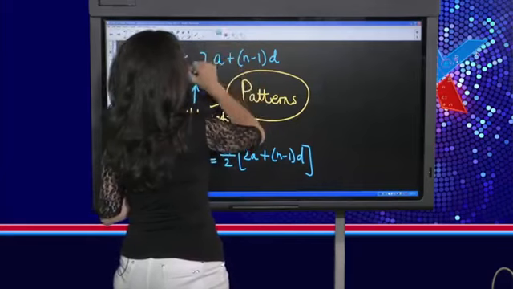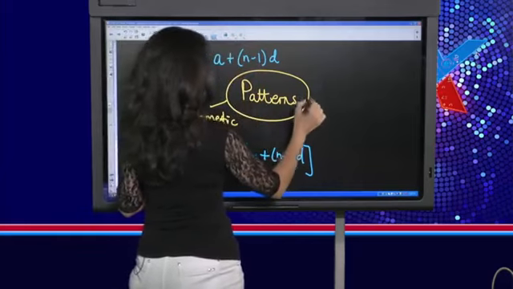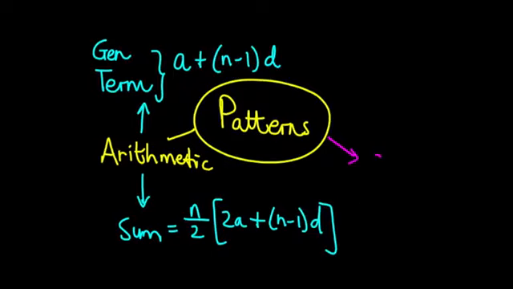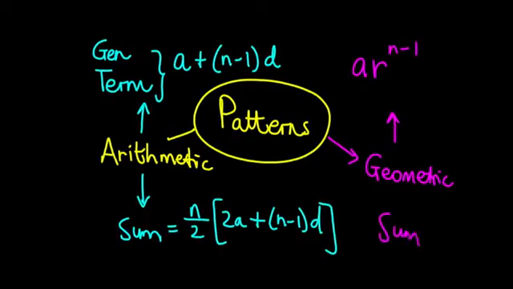Then, let's use the pink, we get geometric patterns, and they will also have a general term, and the general term will be a r to the n minus 1, and the sum would be a into r to the n minus 1 over r minus 1.